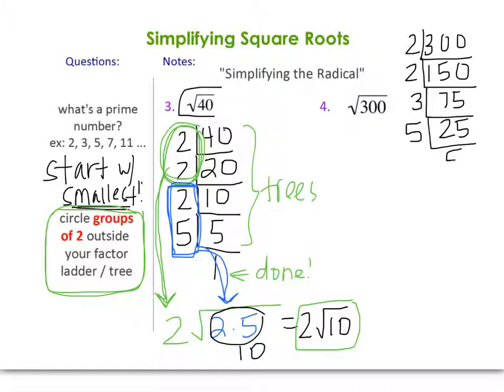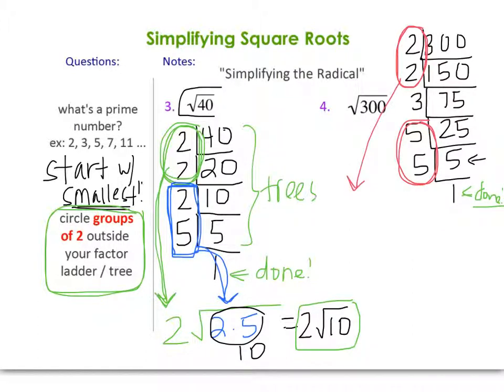What's the smallest prime that goes into 25? Well, 5 goes into 25 and gives me 5. Since 5 is prime, it's going to bring me to 1. When I get to 1, I know I'm done. So now once I finish my factor ladder, I'm going to circle matching pairs. Well, I have a pair of 2's, I have 1, 3, and then I have a pair of 5's.